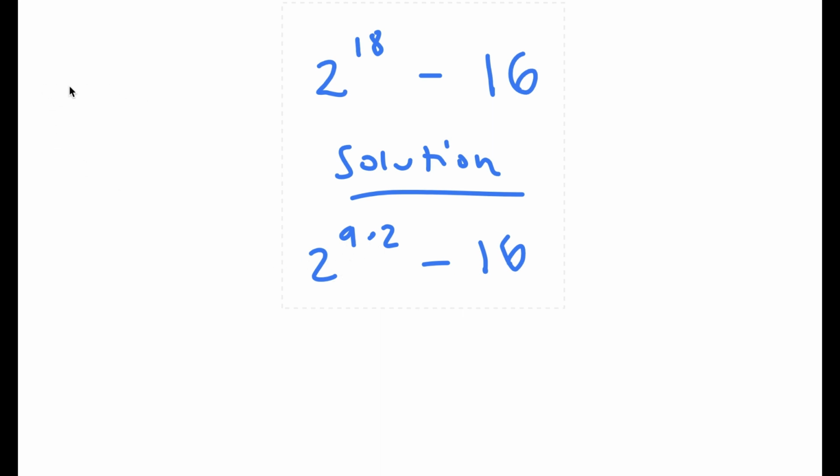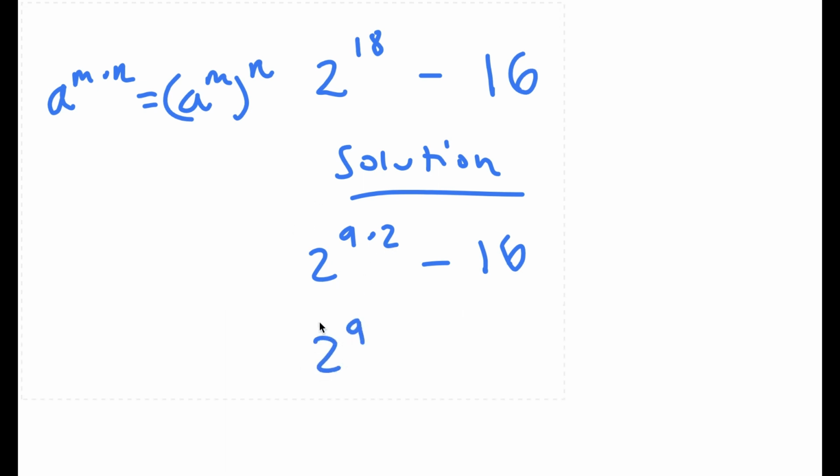Now, if I have something in the form a to the power of m times n, this is equal to a to the power of m to the power of n. So in this case, 2 to the power of 9 times 2, I can write as 2 to the power of 9 to the power of 2. Now I have this minus 16, I'm going to write as 4 to the power of 2.